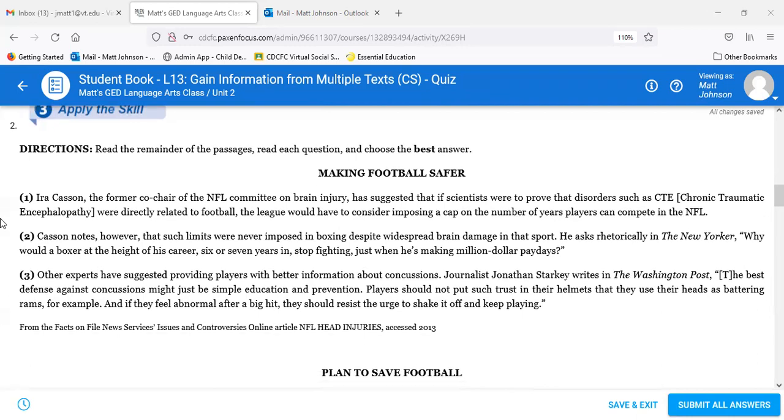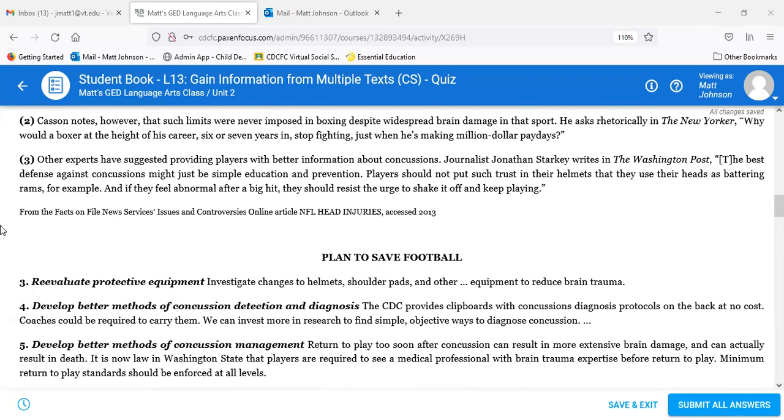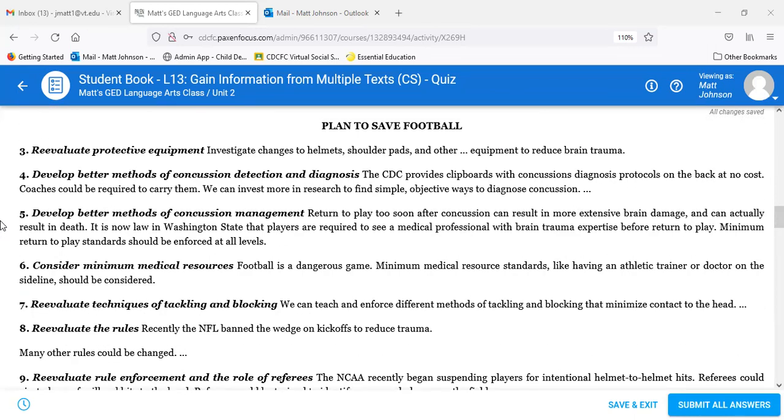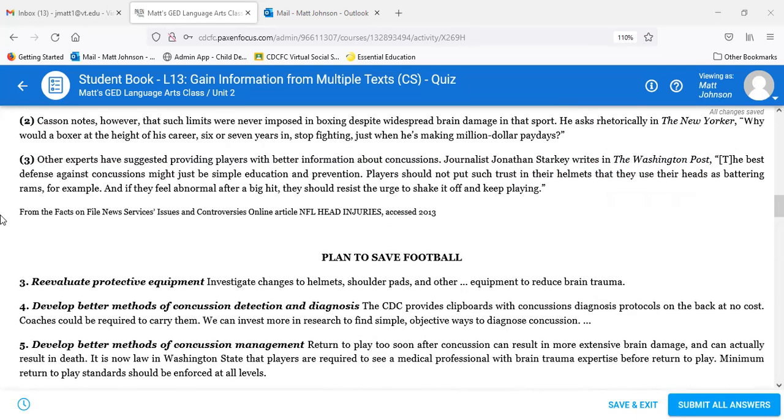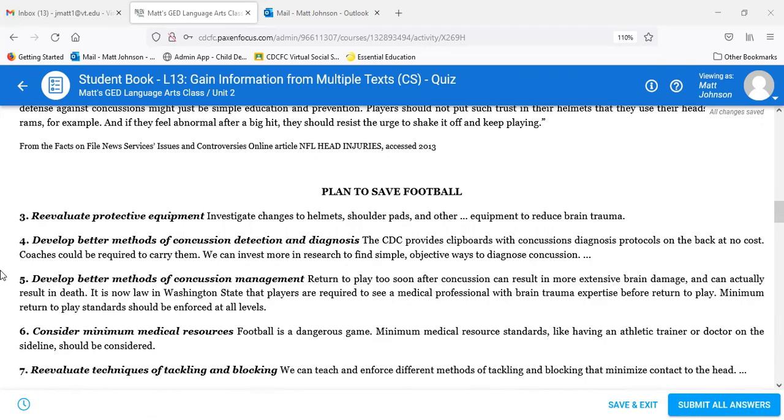All right. I'll read through the rest of our list here. We get the other seven points from that list, basically. So, plan to save football. We have: reevaluate protective equipment, investigate changes to helmets, shoulder pads, and other equipment to reduce brain trauma. Develop better methods of concussion detection and diagnosis. The CDC provides clipboards with concussion diagnosis protocols on the back at no cost. Coaches could be required to carry them. We can invest more in research to find simple, objective ways to diagnose concussion.